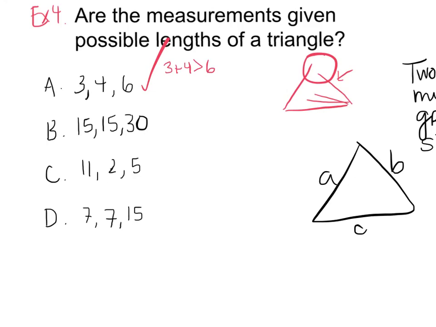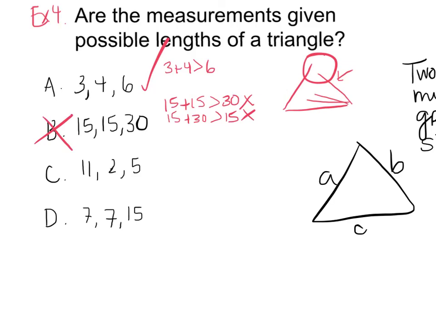Okay, let's try another one. Is 15 plus 15 greater than 30? Well, is 15 plus 15 greater than 30? No, it's equal to 30. Okay, what about 15 plus 30? Is 15 plus 30 greater than 15? No. And if I moved it around, I would just get this one again. So no, B cannot be a triangle.